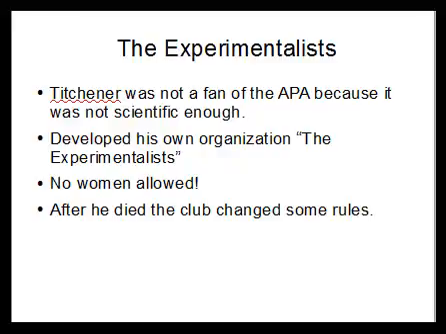Strangely, Titchener was not a fan of the APA because it was not scientific enough. It allowed non-scientists in, and it didn't focus mostly on science, which is interesting as far as what he was doing, anyways. So he develops his own organization called the Experimentalists. My best guess, and this is off the record, is that he did it because he thought he was better than everybody else and wanted to develop his own type of organization, which, by the way, did not allow women, despite the fact that he basically endorsed a woman and her work.